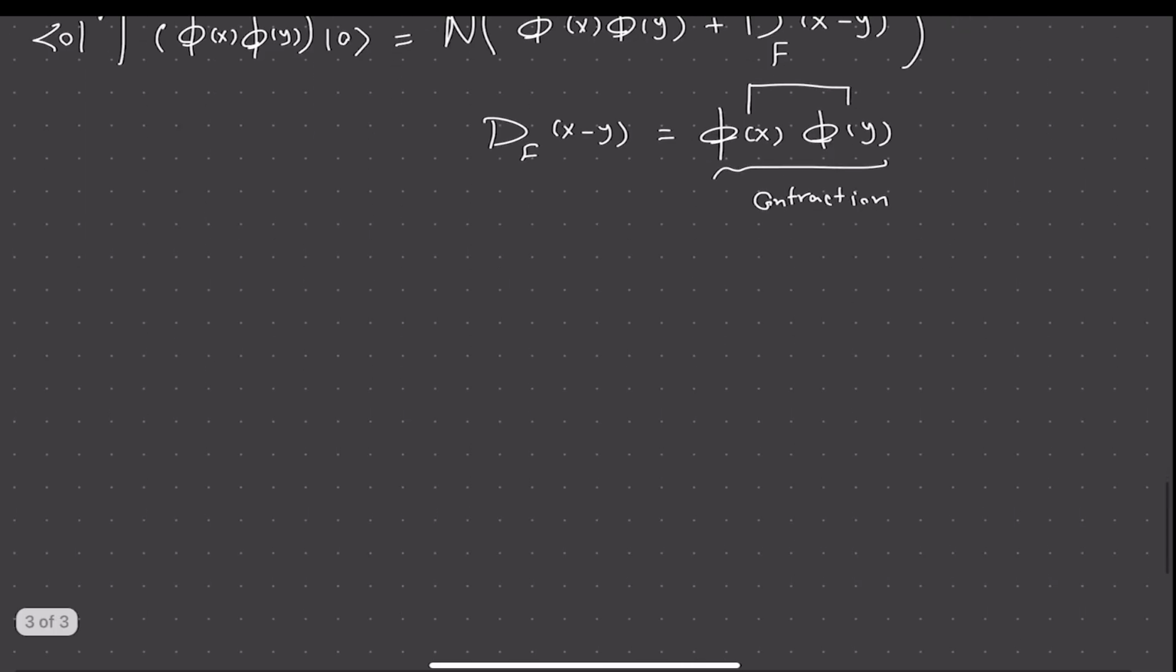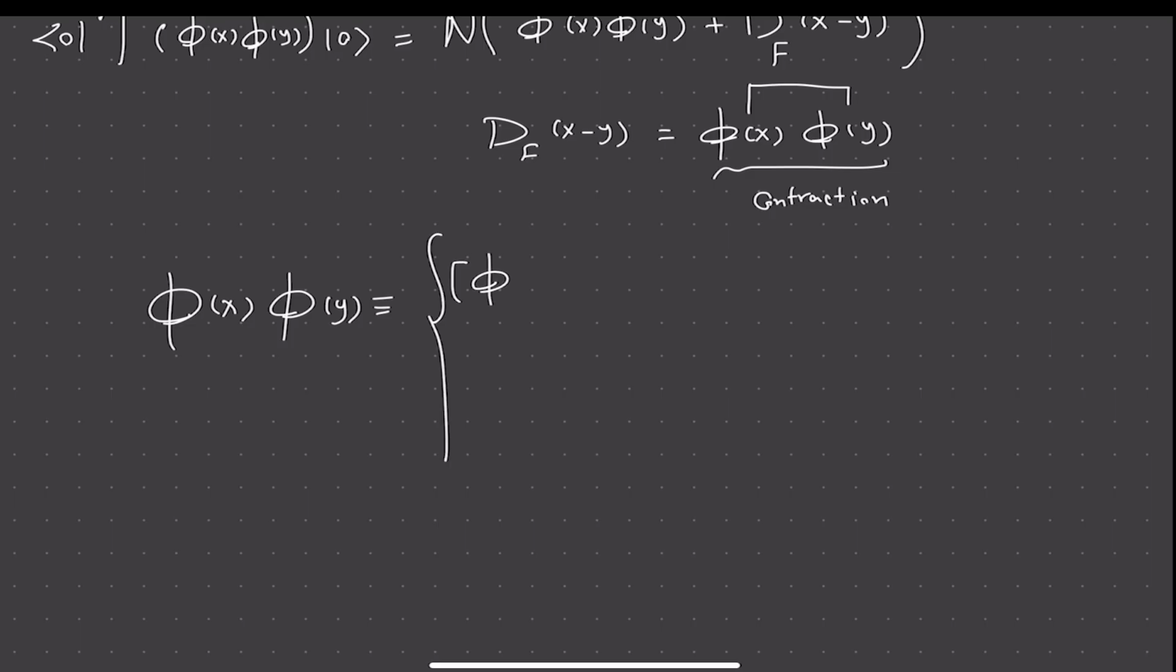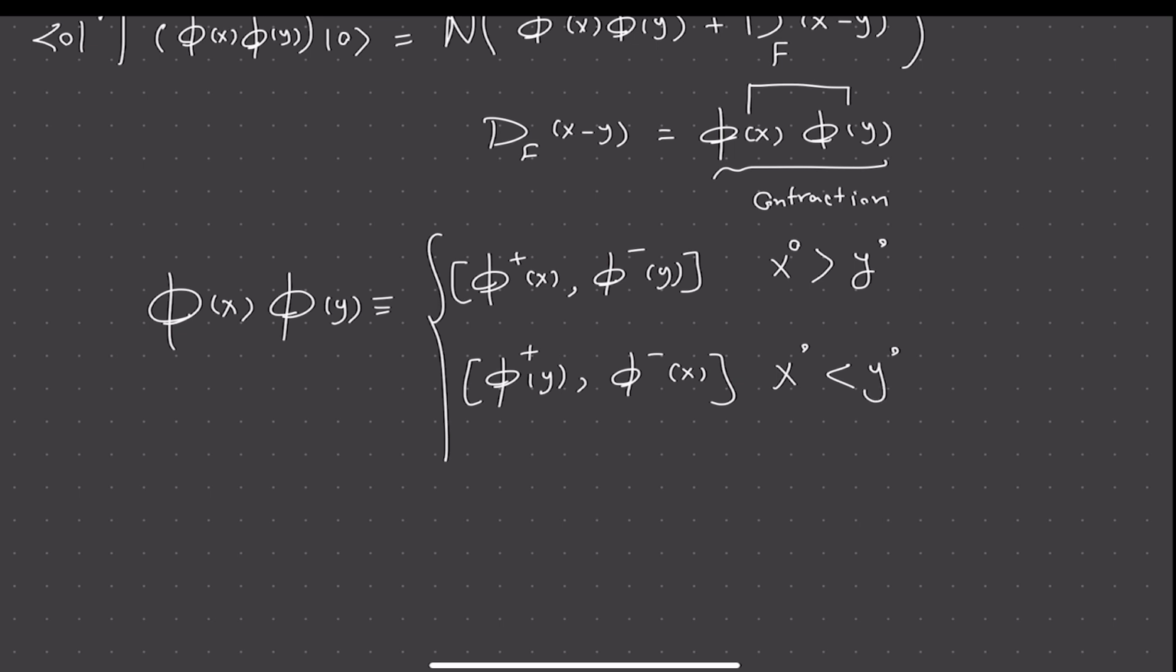So what is the meaning of contraction? Contraction of two fields is going to be the commutation of phi plus, the positive frequency part, in the case that x0 is greater than y0, or it's going to be phi plus of y and phi minus of x in the case that x0 is smaller than y0. So this is called the contraction of two fields.